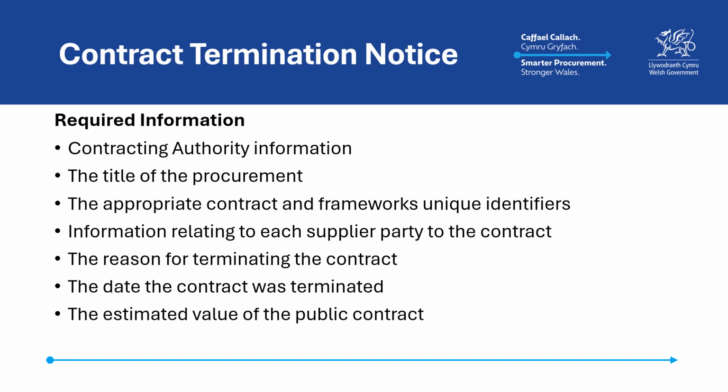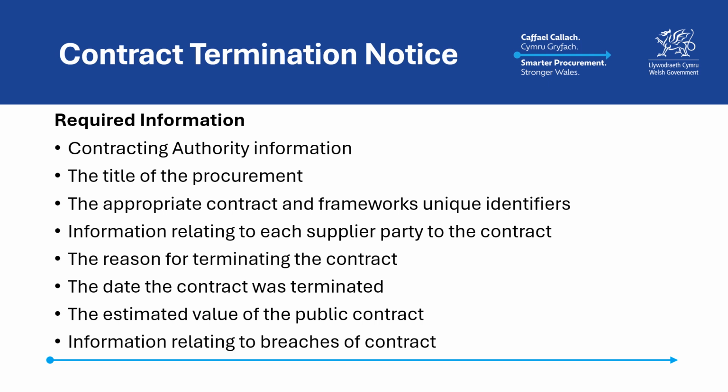Where a contract has been terminated as a result of a supplier breaching the contract, the authority must also include a statement covering the details specified in Section 71 of the Act, confirming the circumstances, as well as confirming whether the breach resulted in damages or a settlement between the supplier and the contracting authority, as well as the date of any award or settlement.